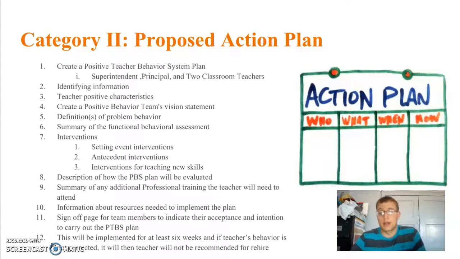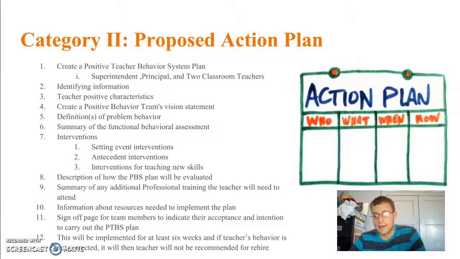After that, we would go around and say, these are some positive characteristics we notice of you. And then we would create a vision statement as a behavior support team. We'd identify the problems together, create a functional behavior assessment, and then talk about interventions we can help Ms. Horton with in the classroom, antecedent interventions, and interventions for new teaching. And then we talk about how this plan would be implemented.